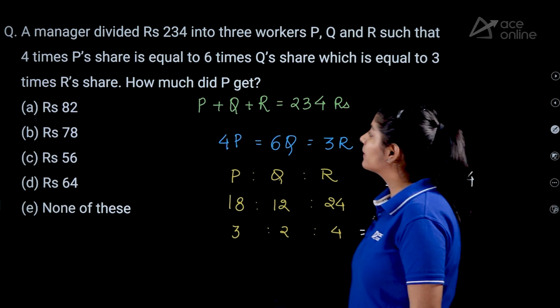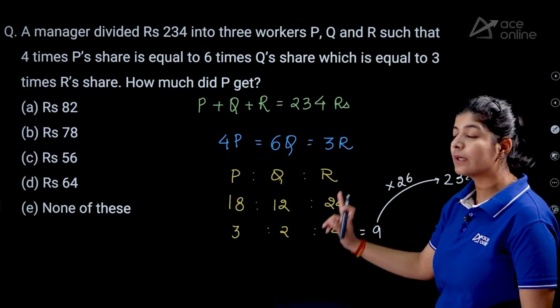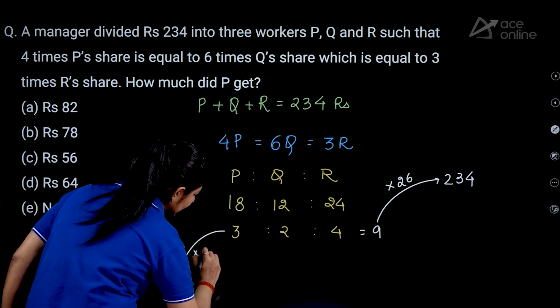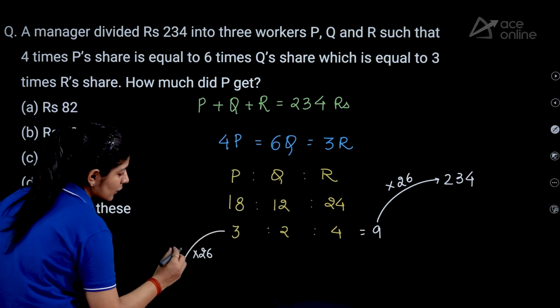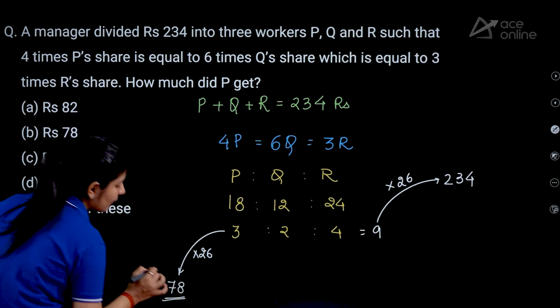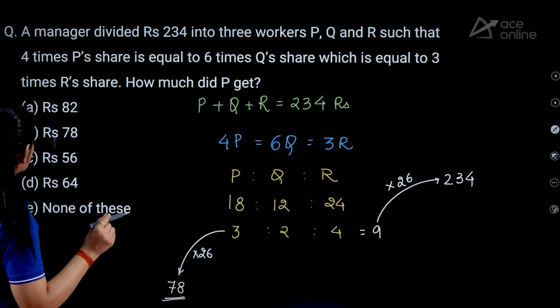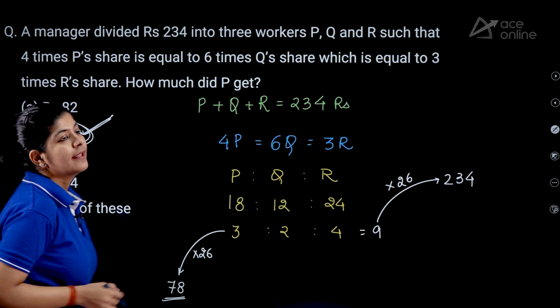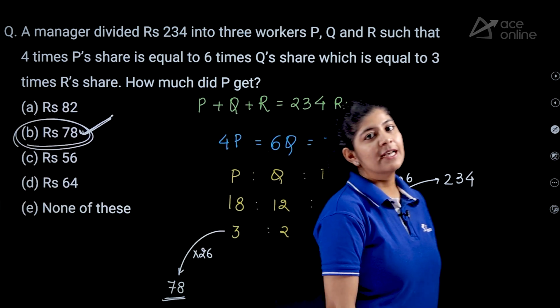Now what we have to determine? We have to determine how much amount P is getting. So we just simply multiply this value by 26 also. So here what we are getting? We are getting 78 rupees. That means our option number B is the correct one.